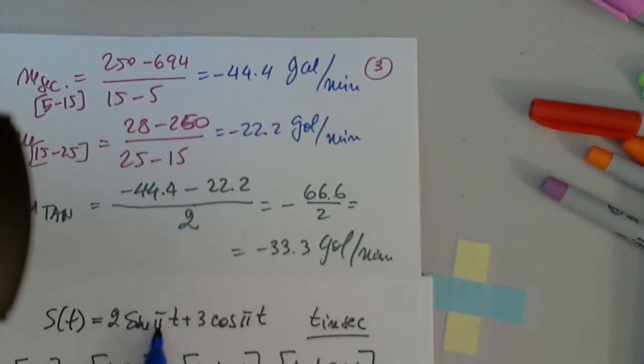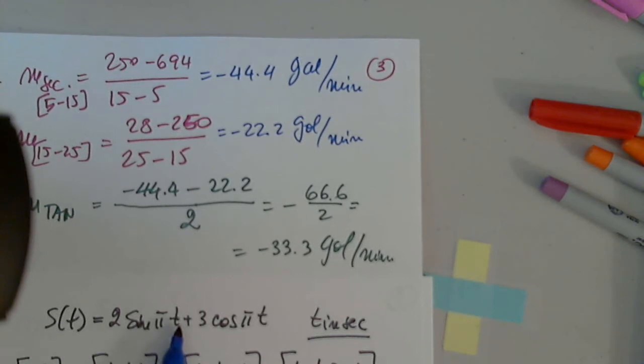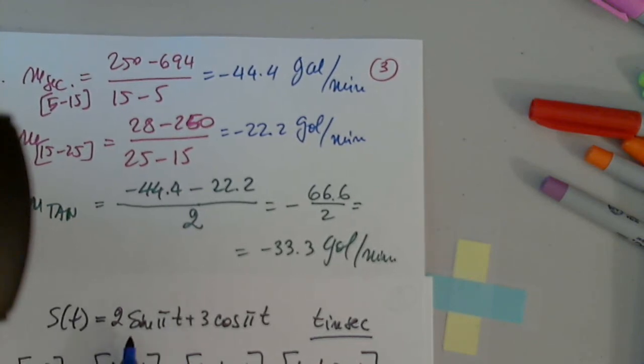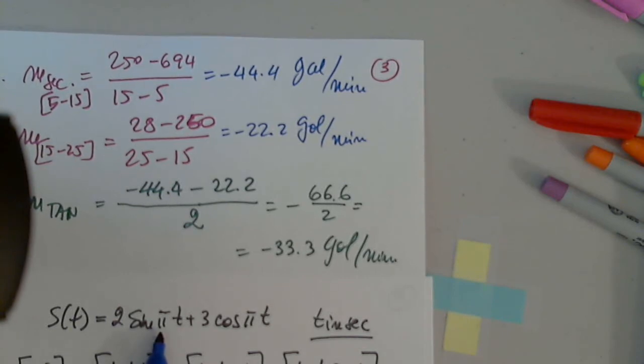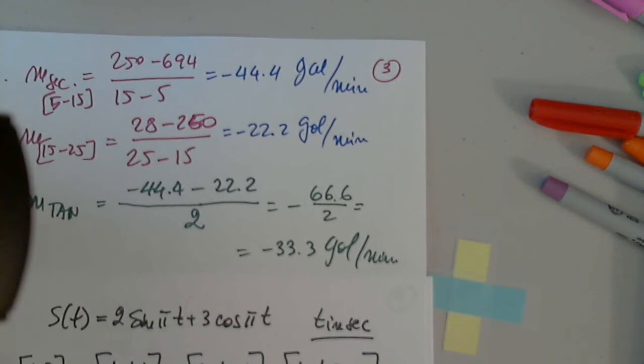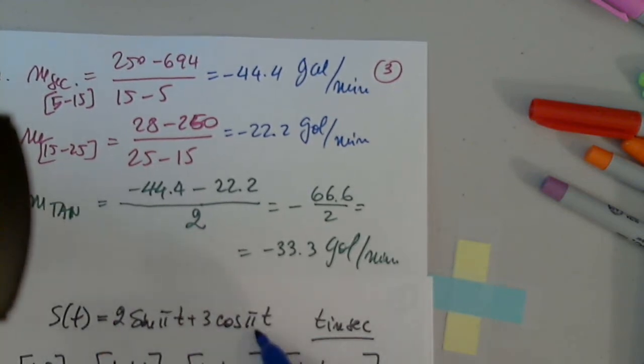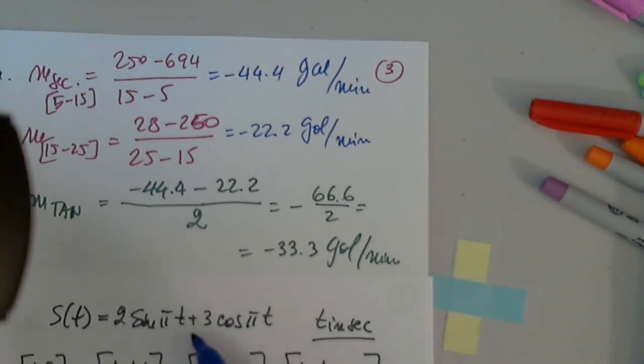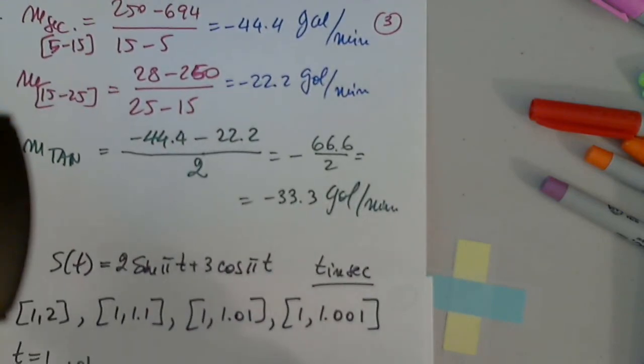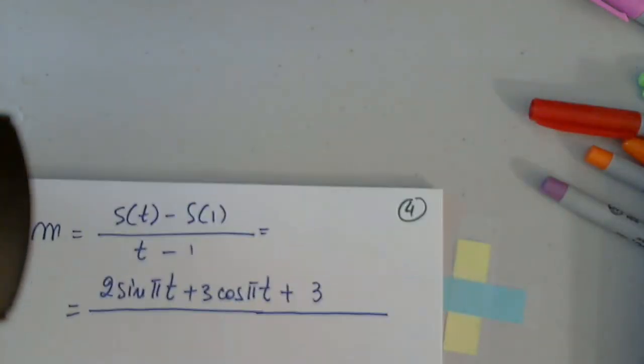So how much is pi times 1? Pi. Good. How much is sine pi? 0. Very good. How much is cosine pi? Careful. Cosine pi. Negative 1. Negative 1 times 3. Negative 3. Awesome. So this is plus 3 over t minus 1. Excellent. So now let's put this function in.